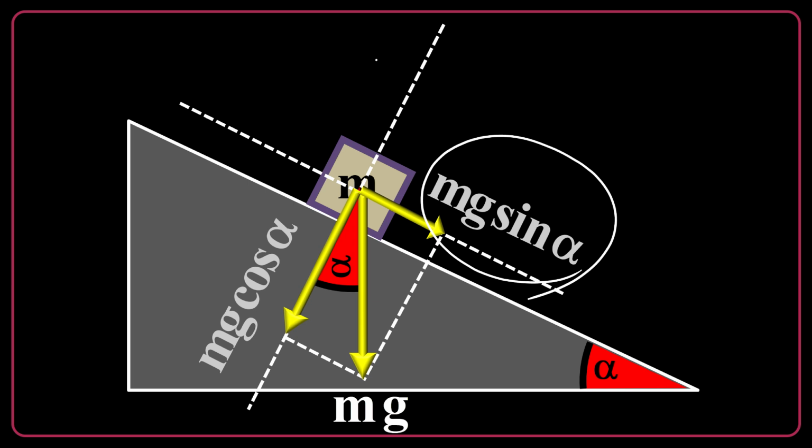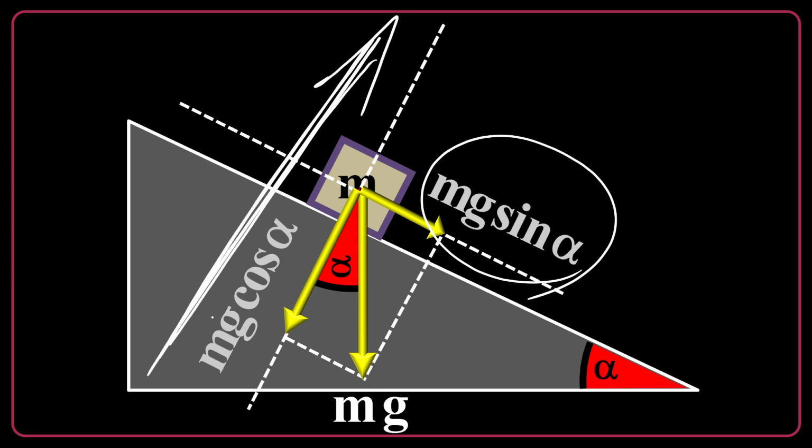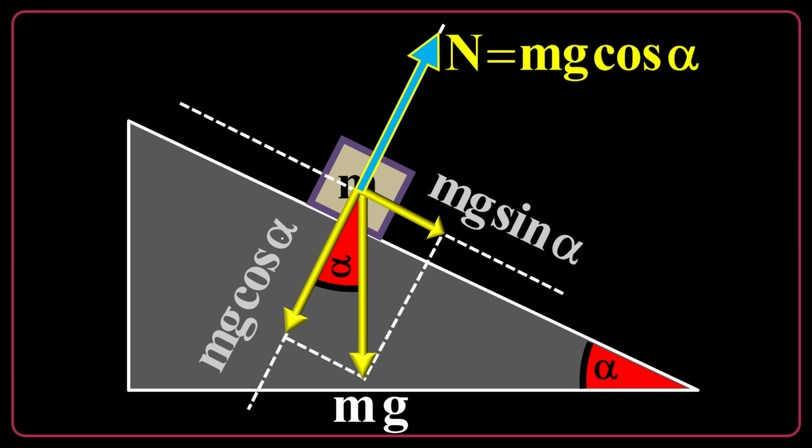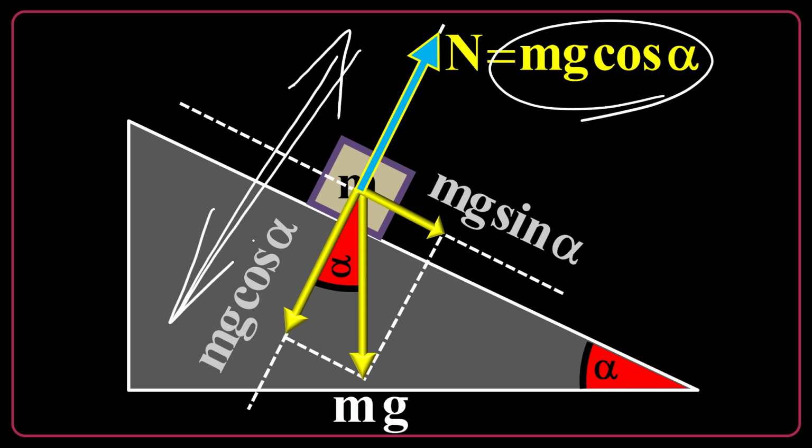Here I'm looking for the forces acting on this direction, actually normal to the ramp. What should I do here? I will have a normal force equal to mg cosine of alpha. Why? It's very easy. Because in this direction, the object has no acceleration. Although it may accelerate downward like here, but it won't have any acceleration normal to the ramp. So N must be equal to mg cosine of alpha.